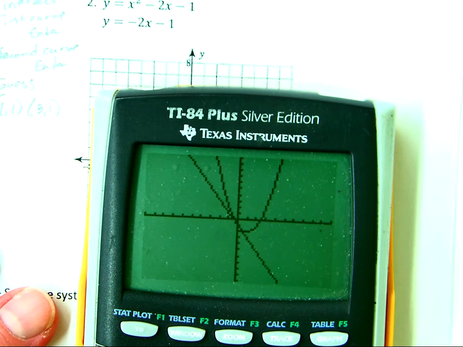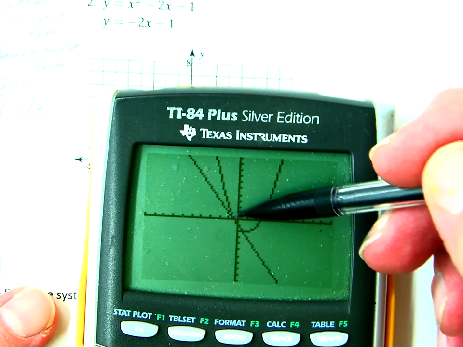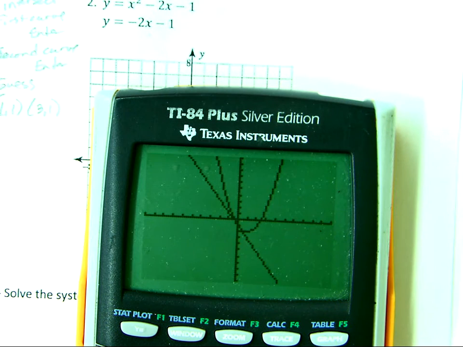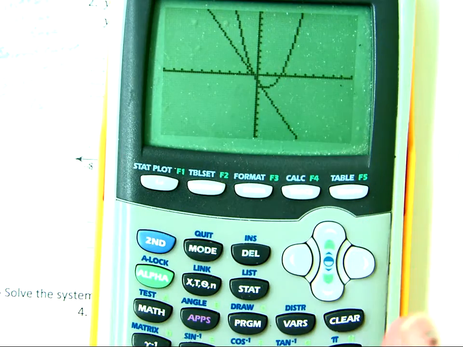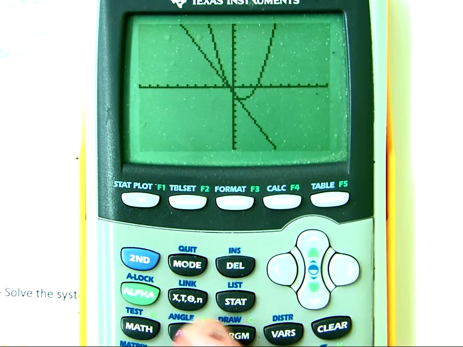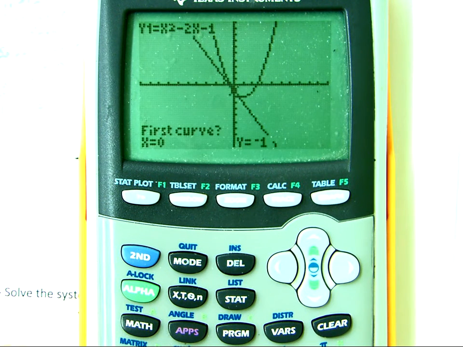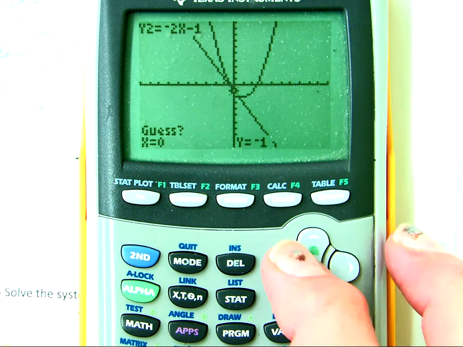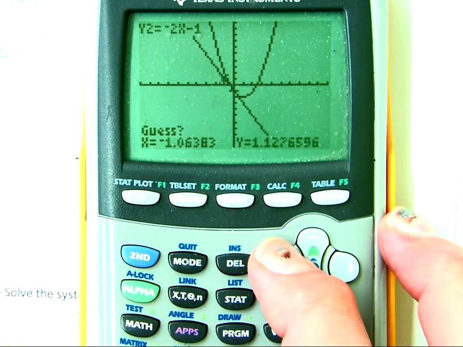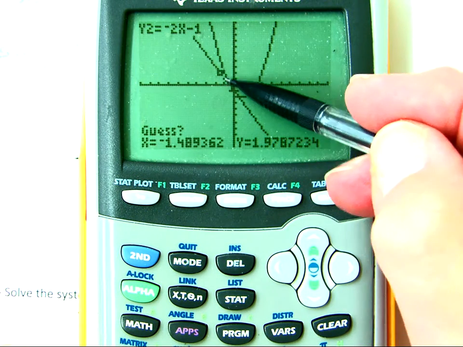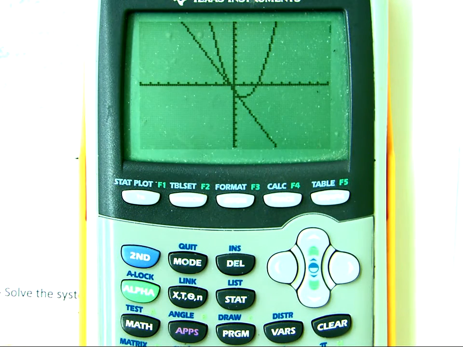There's the line. Now see here on this side, it's hard to tell whether it touches that line twice or once. We don't know for sure. So now just like we did before, we're going to go second calc. We want intersection number 5. First curve, enter. Second curve, enter. Guess. I'm going to move it. It doesn't matter. I'm going to go a little left of where those points are. You can see my cursor's up here. So I'm left of that point, just somewhere left, and I'm going to press enter.